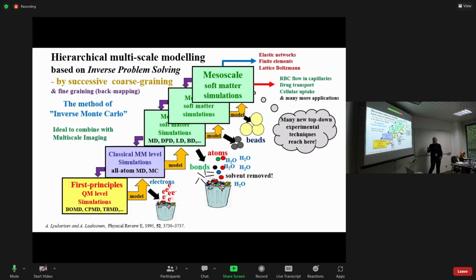But this methodology here can be used, for example, in non-equilibrium simulations, like for red blood cells flowing in the capillaries. It can be used for drug transport and delivery. Cellular uptake can be modeled with these models, and many more applications.